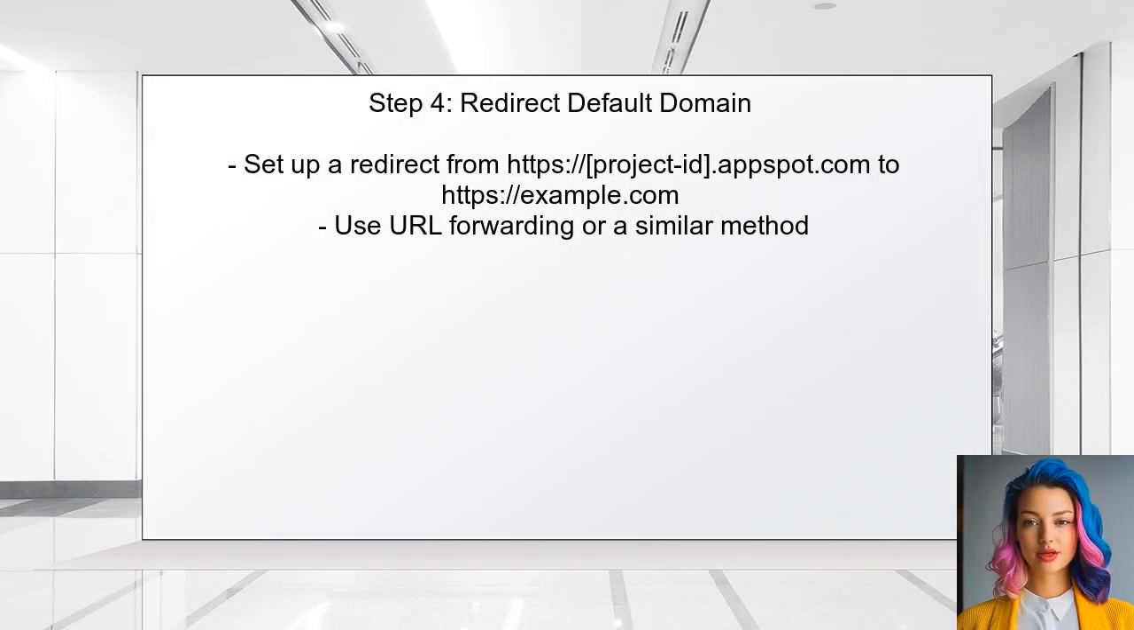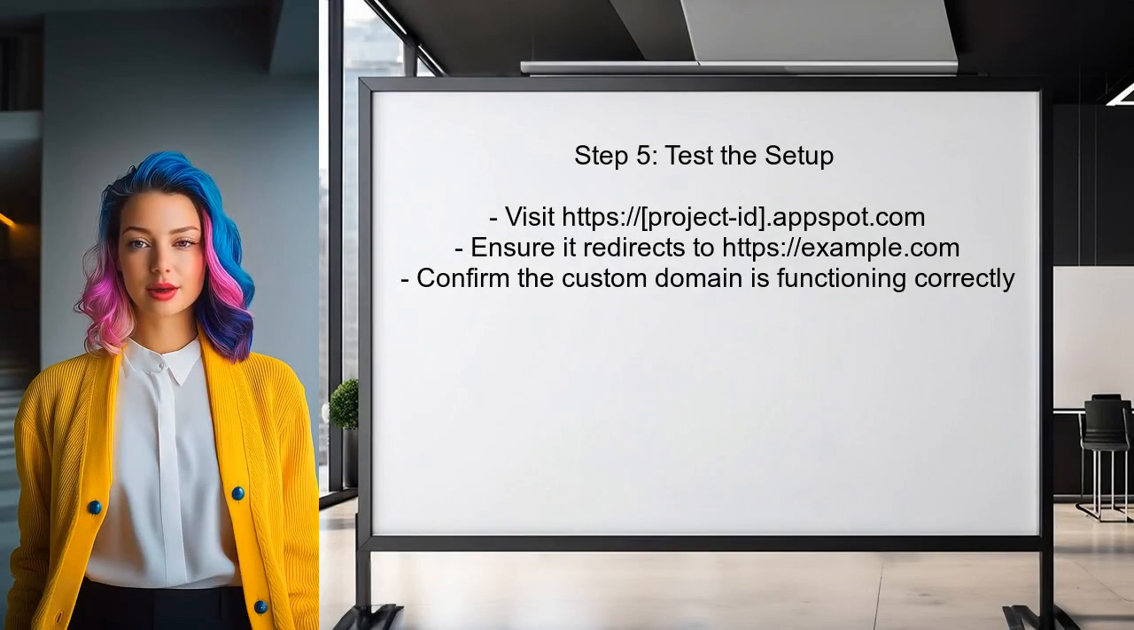Unfortunately, the user cannot disable the default App Engine domain directly. However, they can set up a redirect from the default domain to their custom domain to ensure users are directed to the correct site. Finally, the user should test the setup by visiting both the default and custom domains to ensure the redirect works as intended.